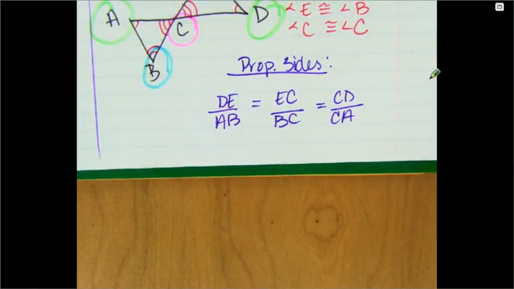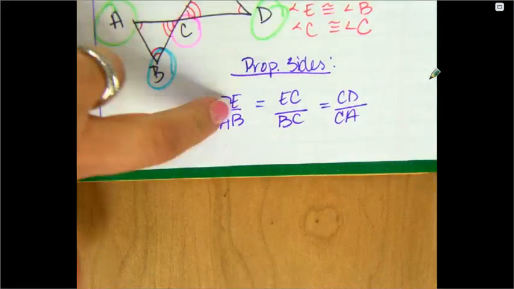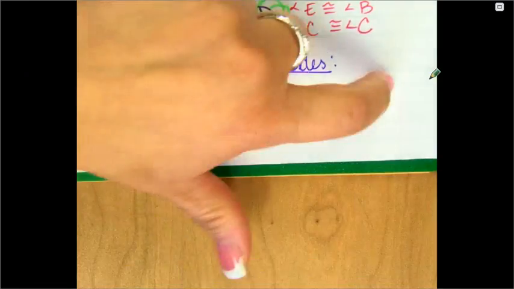We're going to do one now with numbers. Just remember this. These three have to be what to each other? Equal. Got it? So let's throw numbers in.